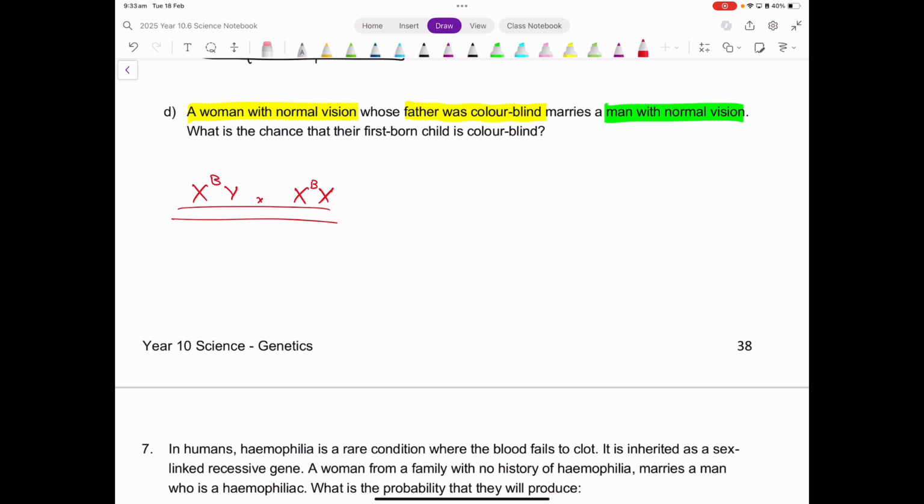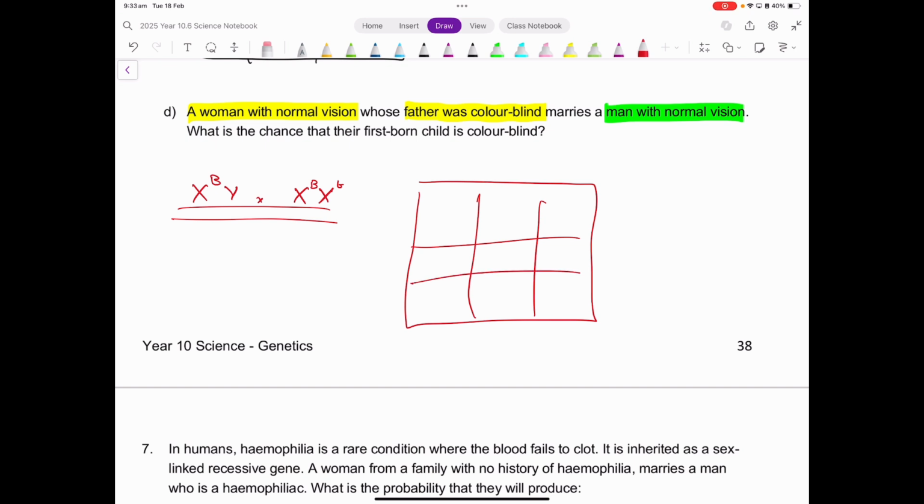But this question has given us some extra info, and it said that the father was colorblind. If the father was colorblind, what must this daughter have inherited? The recessive allele. So this mother must be heterozygous. We now construct our Punnett square for this particular instance. We fill in X capital B Y, X capital B, X little b. We then do our cross, so X, X, X, X, X, Y, X, Y.